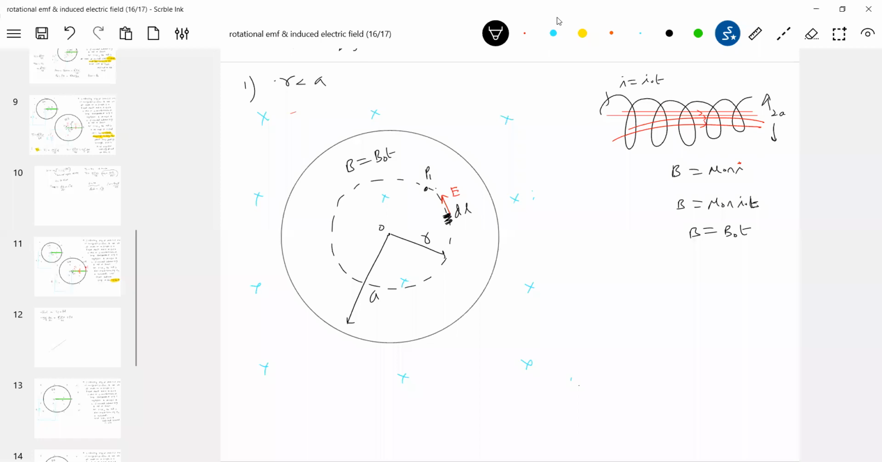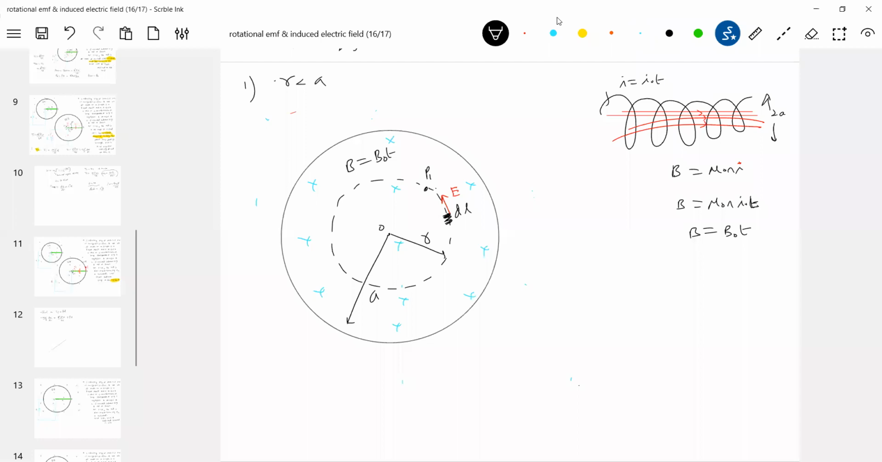So there's a solenoid. The field outside the solenoid will be zero. Yeah, let it be that one. Now, E bar everywhere will be tangential to this circle.